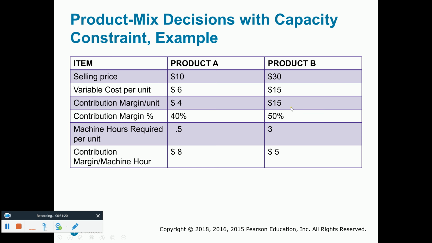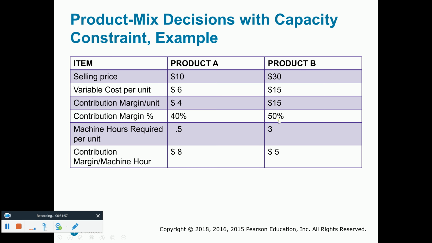Not so fast. What is the constraint? As I said to you, the constraint is time on the machine. Well, product A, it takes us 0.5 or half hour, 30 minutes to make one product. So if the contribution margin is $4 a unit, how many can I make in an hour? I can make 2 in an hour, can't I? So 4 times 2, my contribution margin per machine hour is now $8. It's the $4 per unit, and we can make 2 an hour.